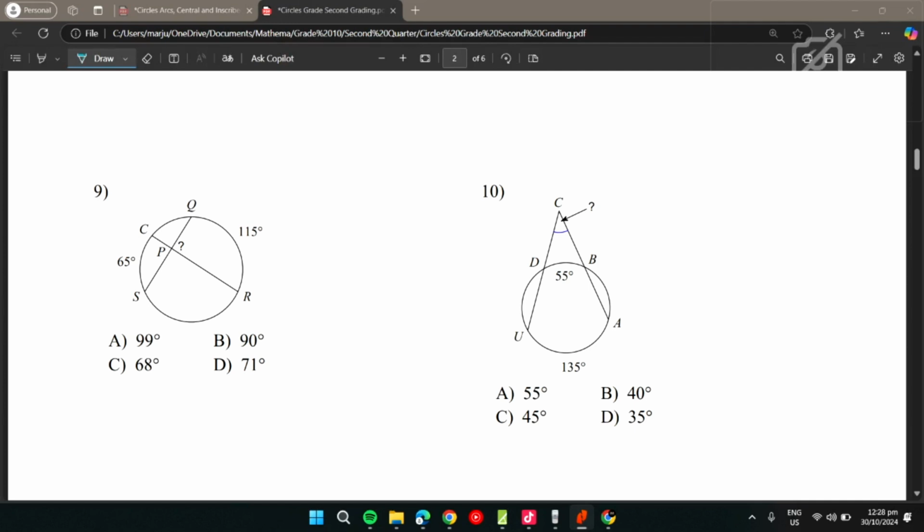Alright, number 9. We are asked to find this one, the question mark. So again, how do we find that? That is just 1/2 of the sum of the two arcs it made.